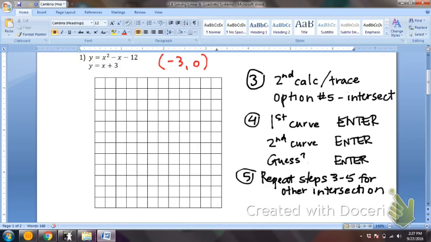All right, so now, once you have this written down, go back to your second calc. And we're going to go up and get that other point up there. So you're going to do the exact same thing. We're going to do second calc and get the other point. So second calc, intersect. First curve, second curve. So now you're going to have to move your blinky dot around.